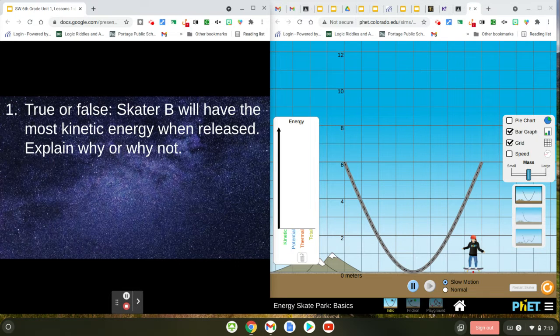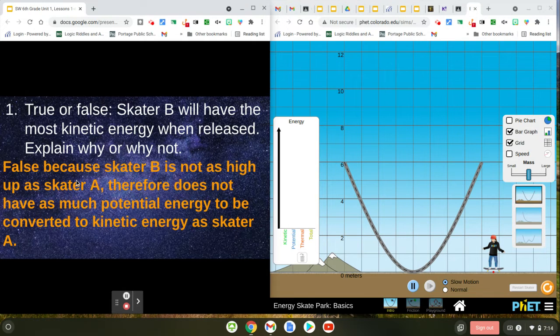Number one, true or false? Skater B will have the most kinetic energy when released. So you have the two pictures of the skater, where the skater was at this position, and then another picture where the skater was down a little bit, maybe like right here. Which position did the skater have the most kinetic energy when released? It would be skater A. So the answer to this is false.